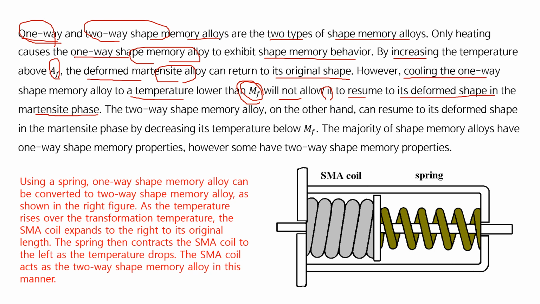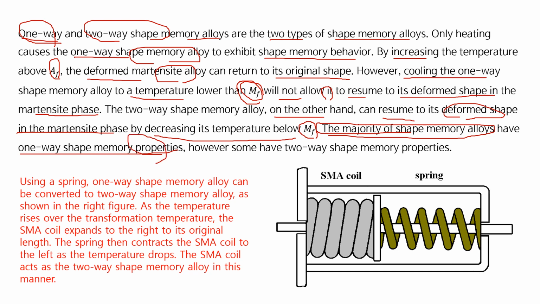The two-way shape memory alloy, on the other hand, can resume its deformed shape in the martensite phase by decreasing its temperature below MF. However, the majority of shape memory alloys have one-way shape memory properties. However, some have two-way shape memory properties.